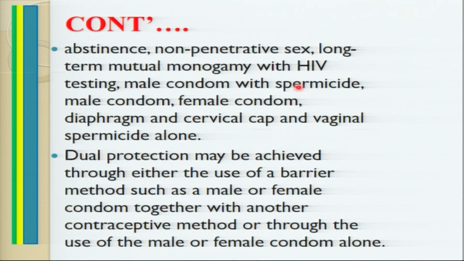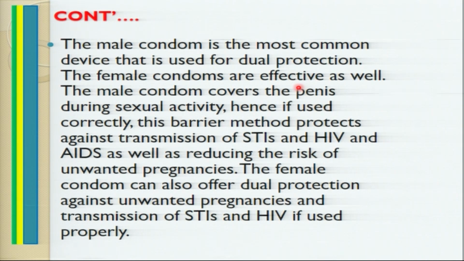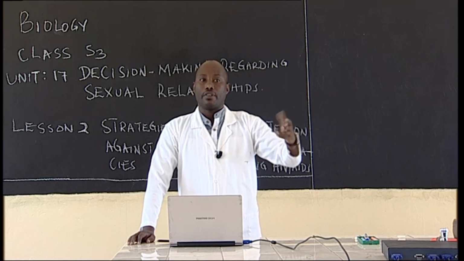This can be a male or a female condom together with another contraceptive method, or through the use of male and female condoms alone. The male condom is the most common device that is used for dual protection. I'm talking about strategies for dual protection against unwanted pregnancies and even HIV/AIDS. The female condoms are also very effective as well.